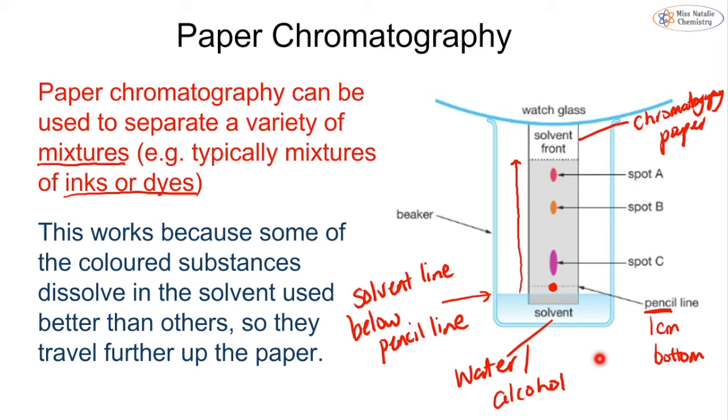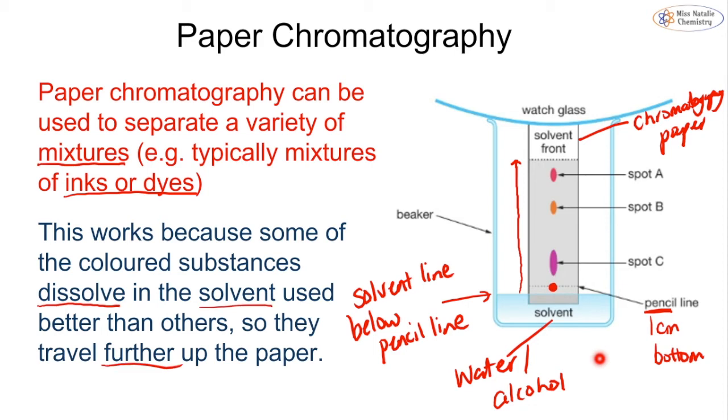And as it travels up, it starts to separate out the ink. And in this case, we get 3 different types of ink: spot A, spot B, and spot C. And how far they travel is all dependent on how much they are attracted to the solvent. Now, we don't need to go into much detail about that. All you need to know is that the more soluble the substance is, the further it travels up the paper. Okay, so the more it can dissolve into the solvent, the further up the paper it is going to travel.